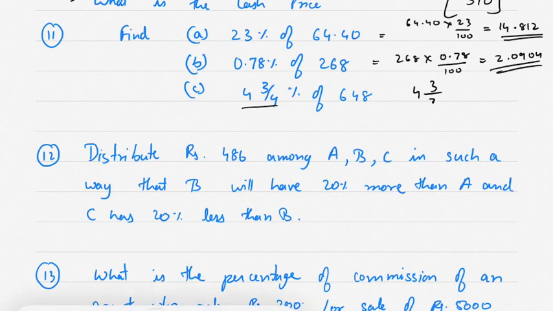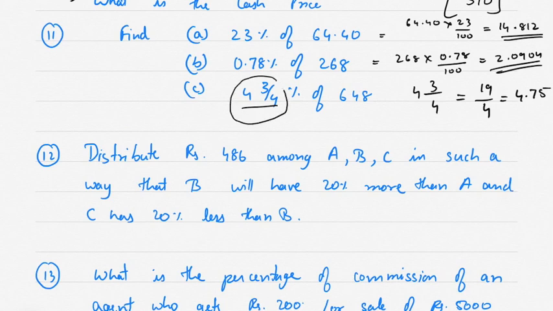4 3/4 can be written as 4 into 4, 16. 16 plus 3, 17, 18, 19. So 19 by 4. When you do 19 by 4, you will get 4.75. Correct? Now, instead of writing 4 3/4, you can write 4.75 also. So 648 multiplied by 4.75 divided by 100. How much does it come to? 30.78.